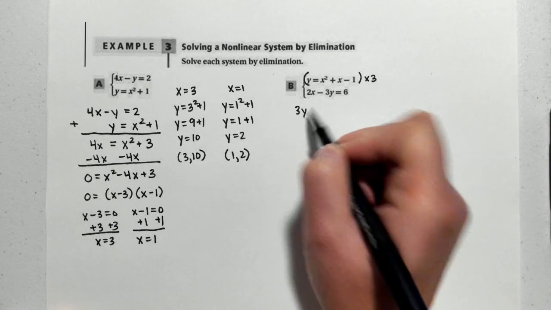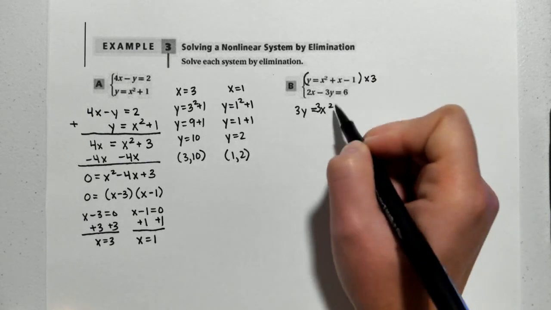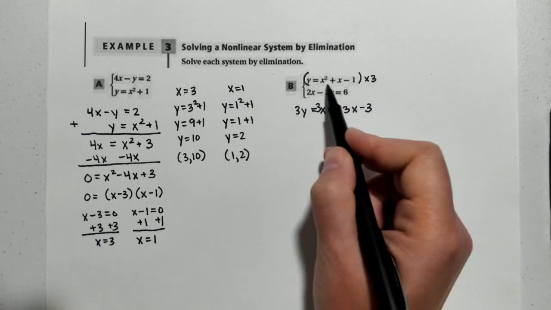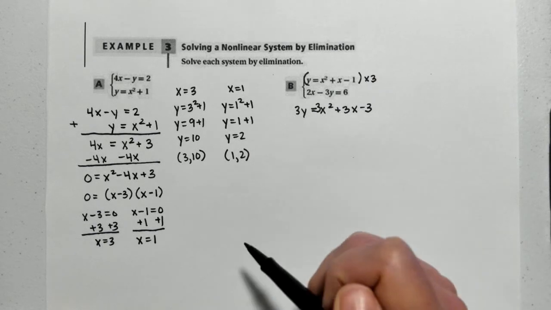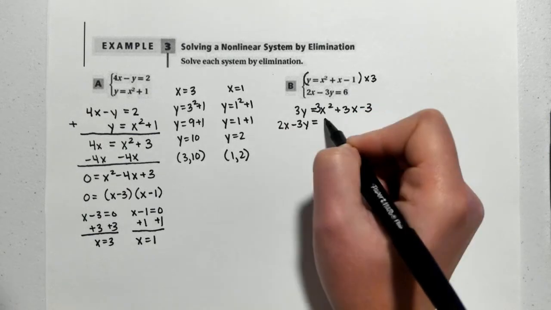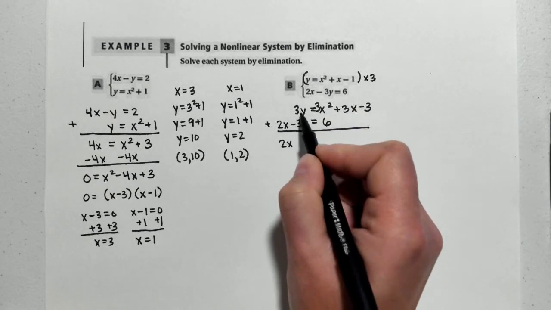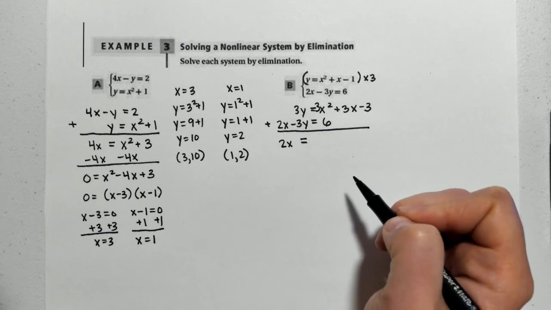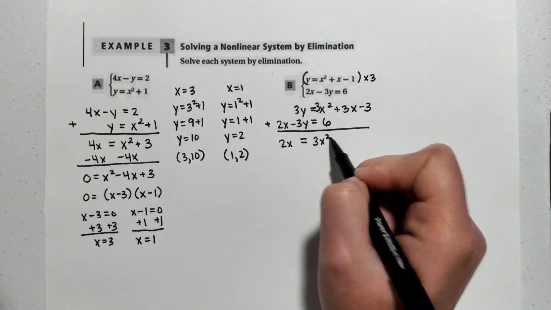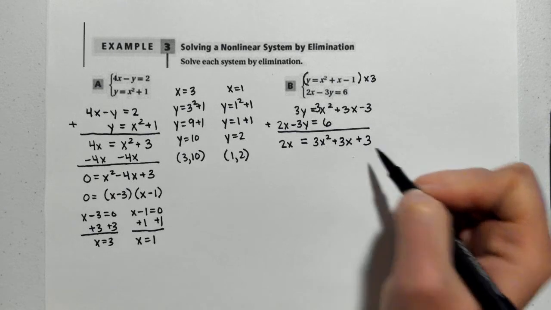So we're going to have 3y equals 3x squared, I apologize. You're multiplying every term. So 3x squared plus 3x minus 3. Now this negative 3y and 3y, if I add them together, will become 0. So I'm going to have 2x minus 3y equals 6. So now I'm going to go ahead and add down. So I'm going to have 2x, the 3y plus negative 3y gives me 0, equals, and then over here on the right hand side, combine your like terms. So I'm going to have the 3x squared plus 3x. Negative 3 plus 6 gives me a positive 3.